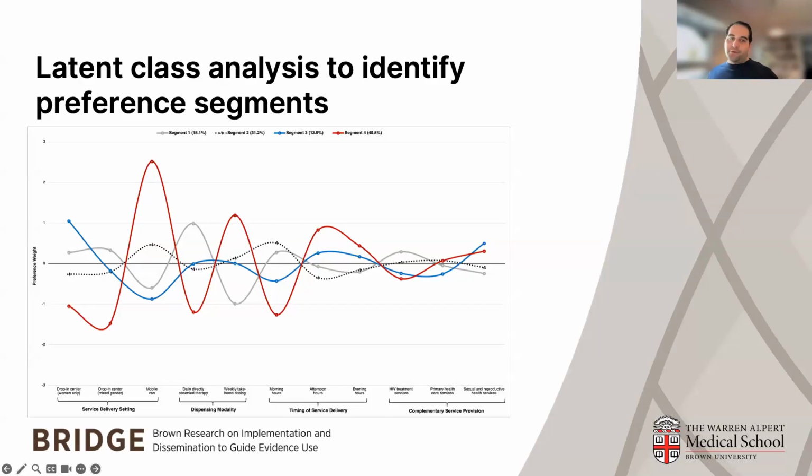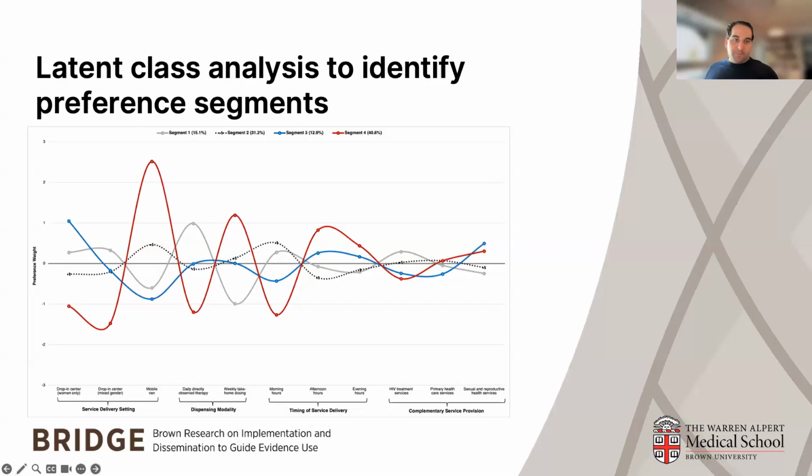So to walk you through the different lines that you see here, these each represent a discrete segment or class of sex worker based on shared preferences for a specific methadone service delivery feature. So as an example, the most prevalent or most common, largest, in other words, segment here is segment 4, which is represented by this red line that you see here.